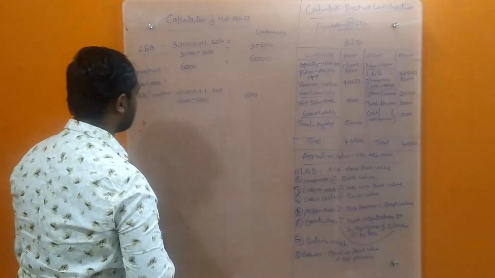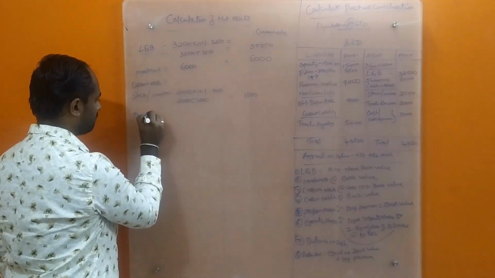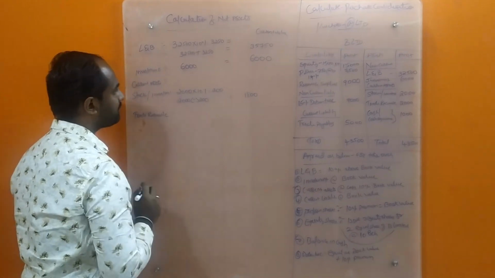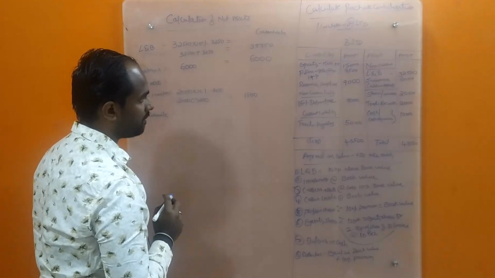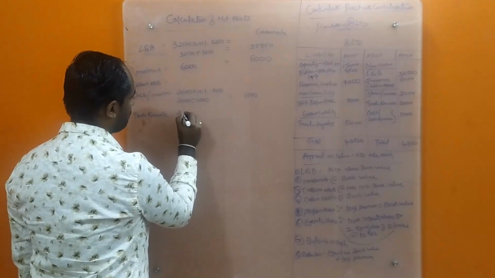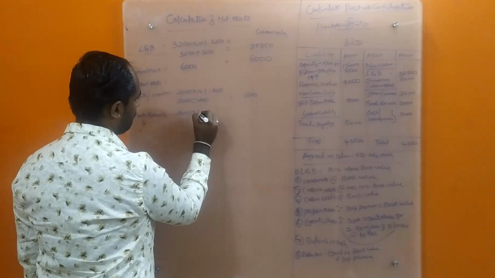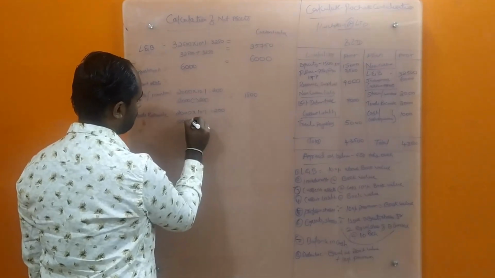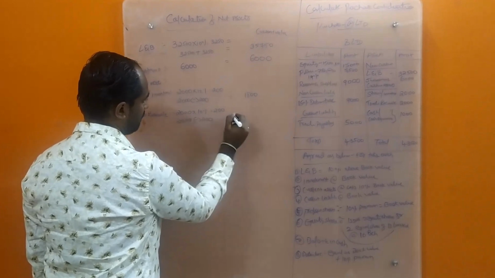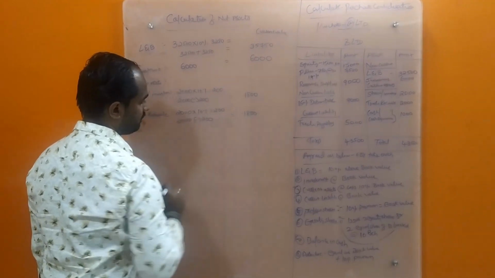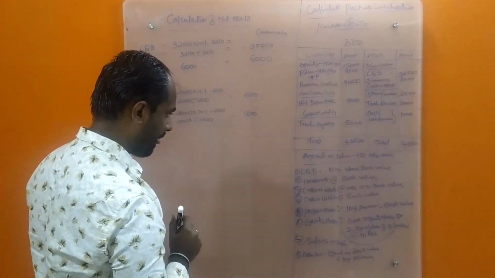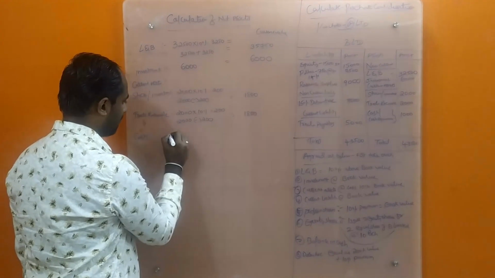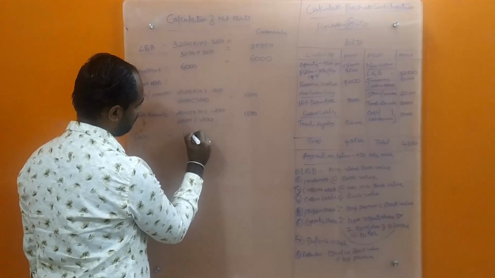So next, trade receivable. What is your trade receivable? Same thing, 2,000 into 10%, nothing but 200. So 2,000 minus 200, that is your 1,800. Okay. Then cash. Cash is directly 1,000.